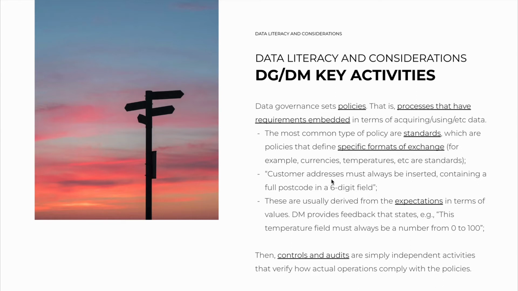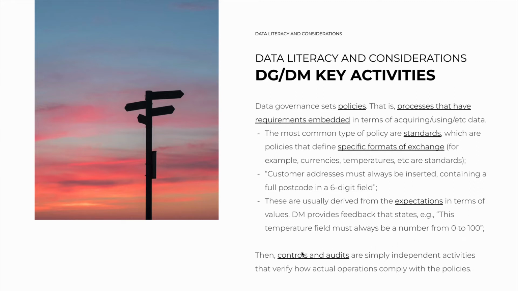It's important to notice that data governance policies are usually derived from the expectations that you have in terms of the data. And usually, data management is the one that provides the feedback for this, usually from data profiling, which tells you about the rules for data to be valid. For example, if during data profiling you realize that the temperature values of a database field are always between 0 and 100, you're more likely to create a requirement that states new temperature records must have the temperature field always as a number from 0 to 100, and a policy for data entry that represents it.